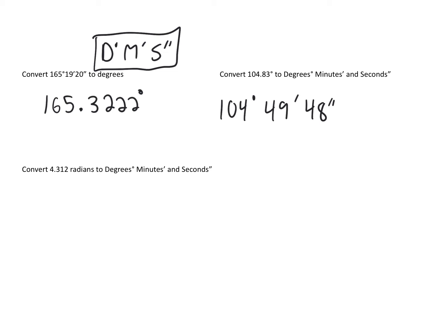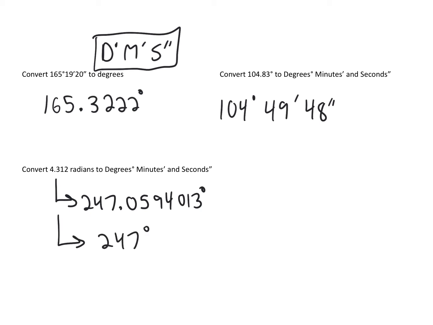Now this third example, we're starting in radians and want to go to degrees, minutes, and seconds. Well, same idea, but we're first going to have to convert the radians to degrees. We can just use the DRG, and this is about 247.0594013 degrees. I'm keeping all the decimals. You can just keep the number in your calculator. Once you've converted, then hit second function DMS, and we get 247 degrees, 3 minutes, and 34 seconds. I usually round to the nearest second. If you want to put a decimal place, you can, but nearest second is accurate enough for us.